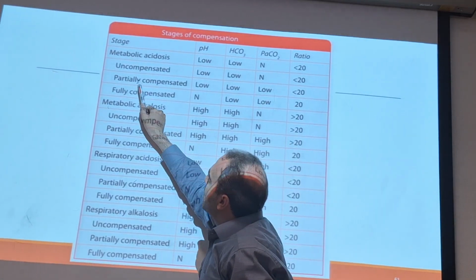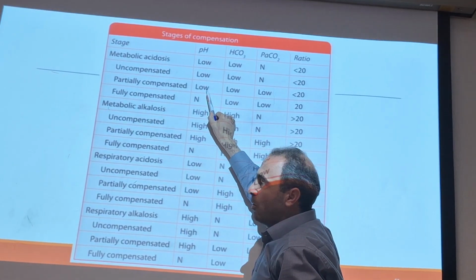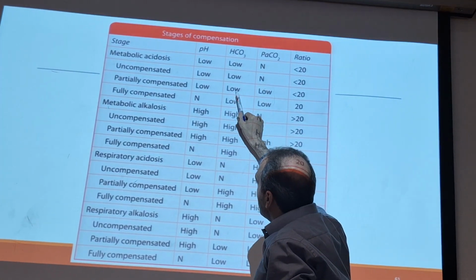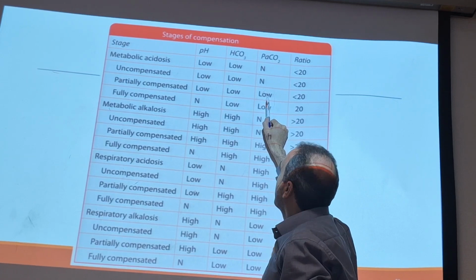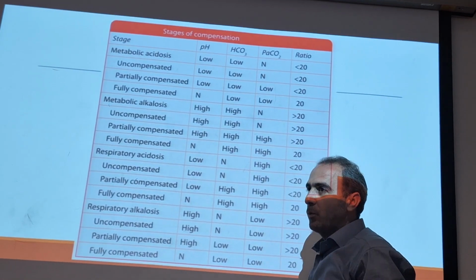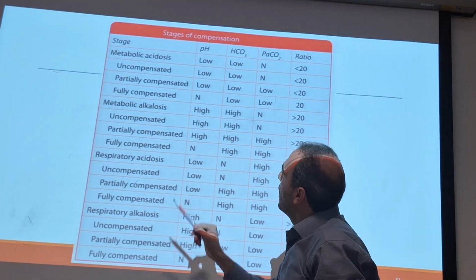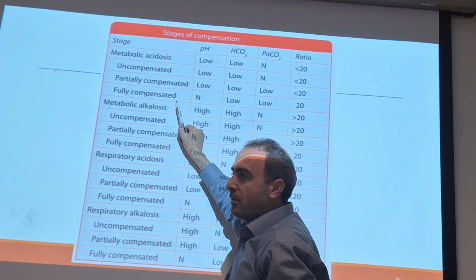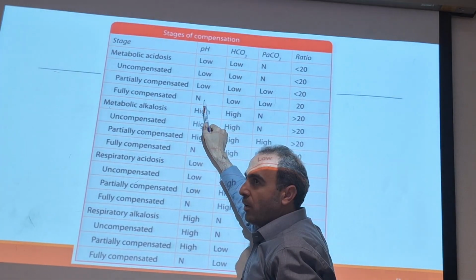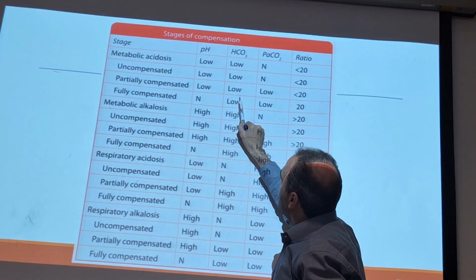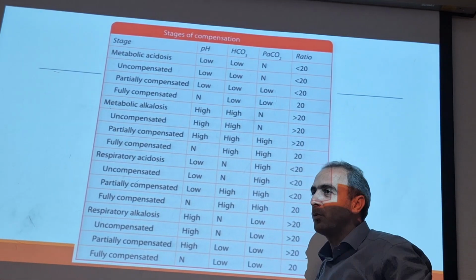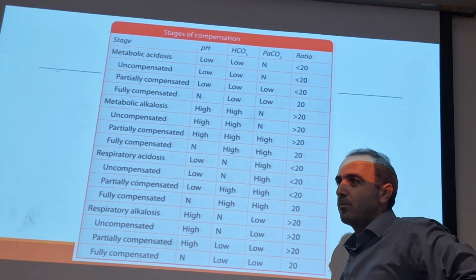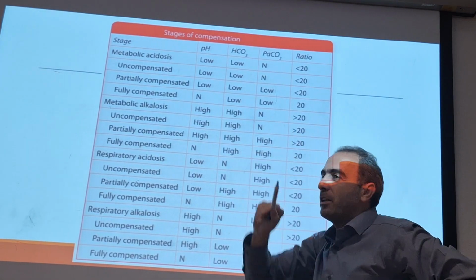When it's partially compensated, pH again is low, bicarbonate is low, and CO2 is also decreased for compensation, and the ratio is less than 20 again. But when fully compensated, pH is normal, bicarbonate is low, PCO2 is low, and the ratio is 20. So we call it fully compensated.